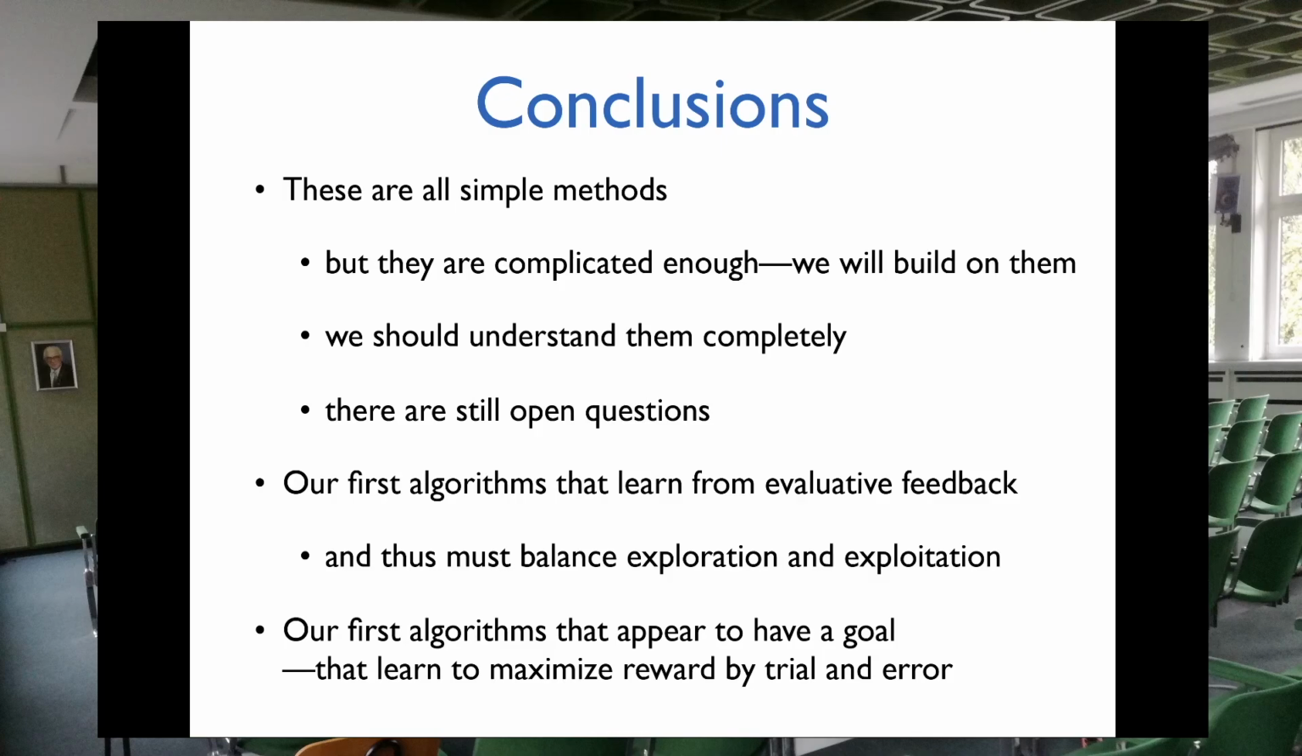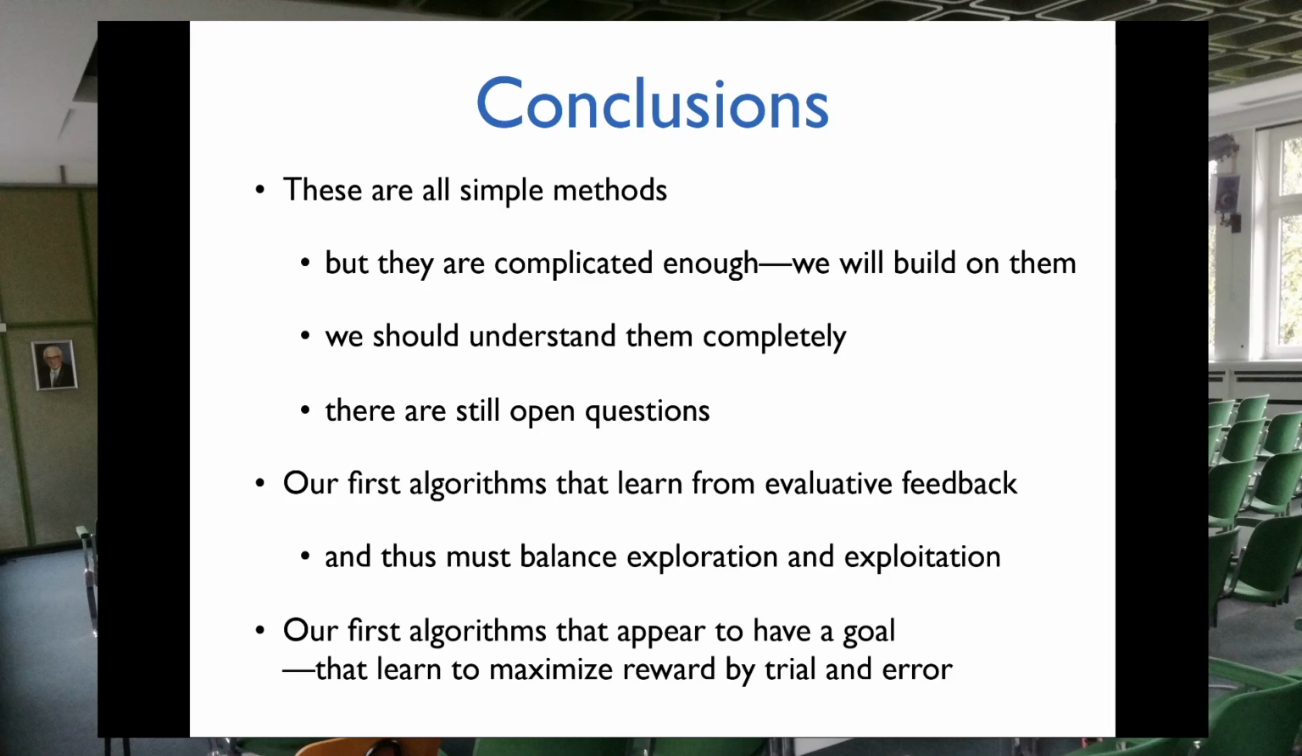Okay, so these are all simple methods, but they are complicated enough, and we will build on them. So the next algorithms that we are going to study are based on these ideas of computing averages and handling this exploration-exploitation trade-off with epsilon greedy. So it is very important to understand these very basic ideas and concepts behind the bandit problem. There are other open questions that we will need to solve, like this idea of handling the input information and how we can better select actions in a sequence of the decision making problem. So these are questions that we will try to answer later on.